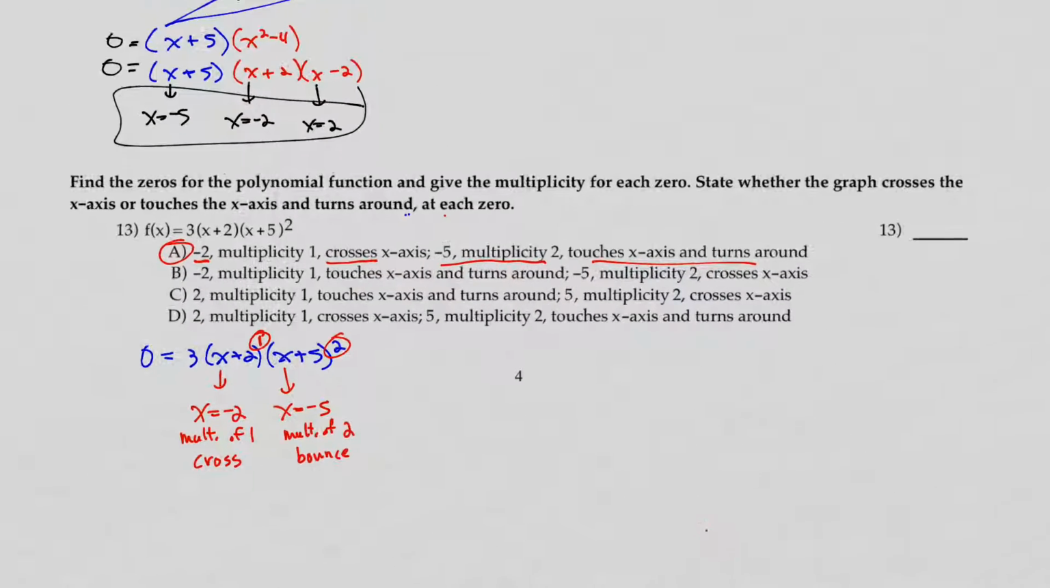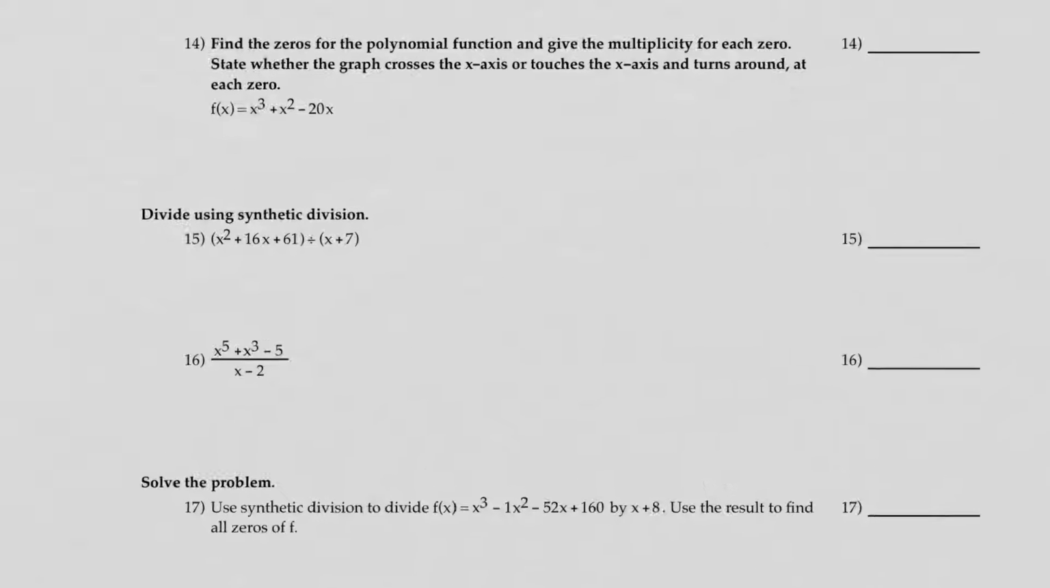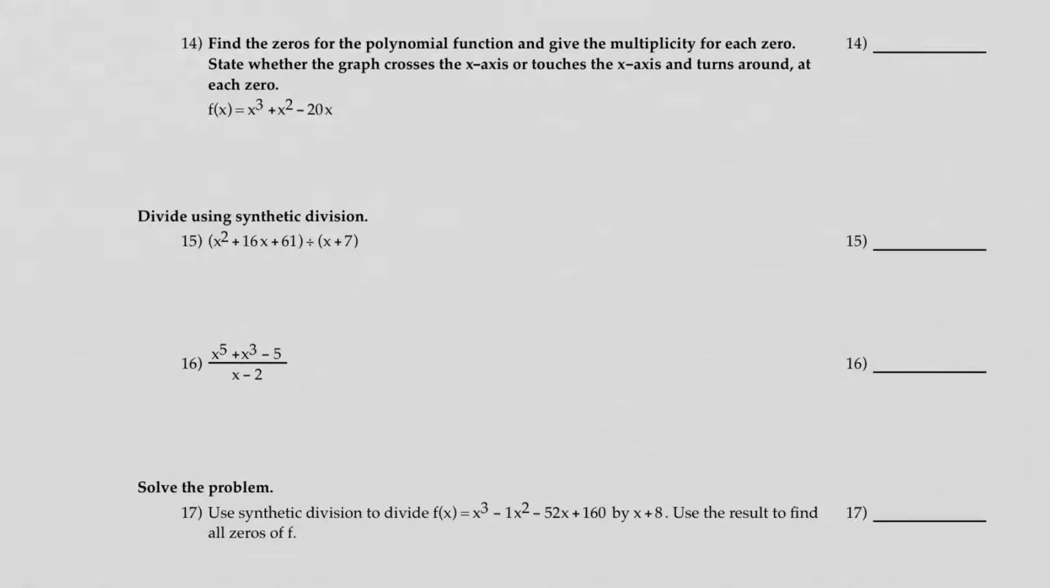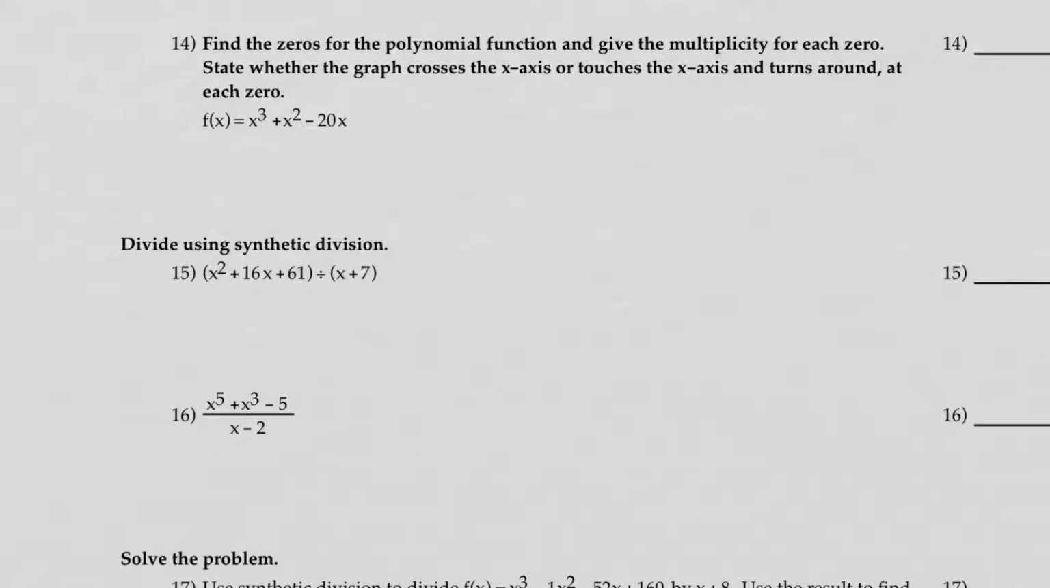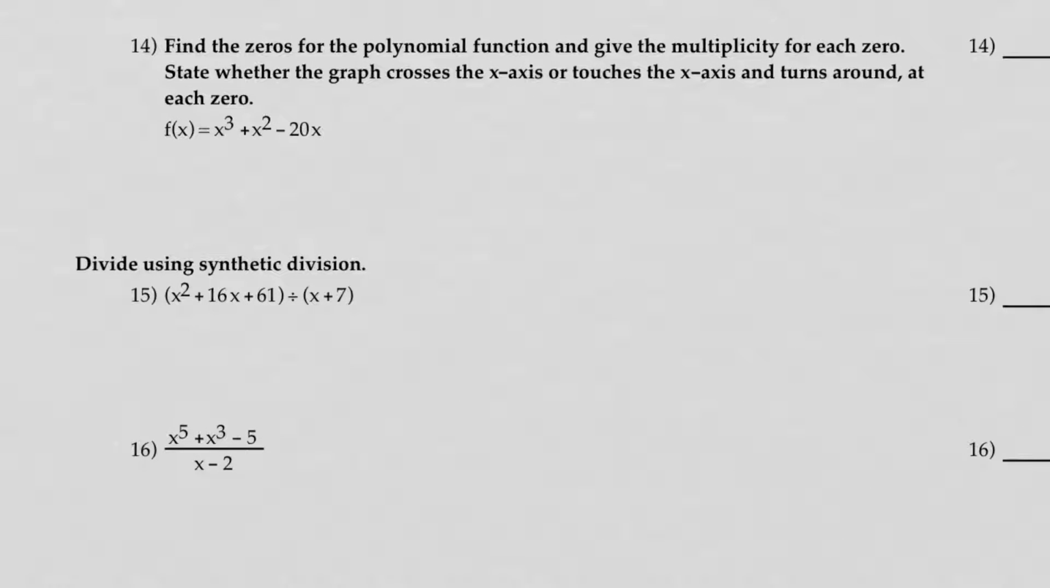Alright, let's go to the next page. So this time we're going to find the zeros and then go ahead and determine the multiplicity, which tells us if it crosses or if it bounces. All right, so let's see. Number 14. This doesn't have 4 terms, so we can't do grouping, but it does have a GCF in all 3 terms.